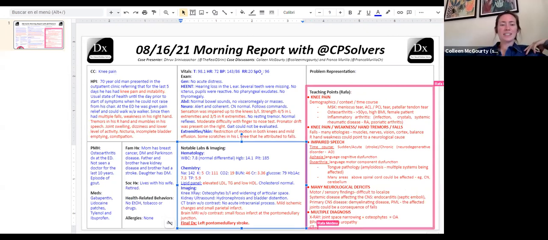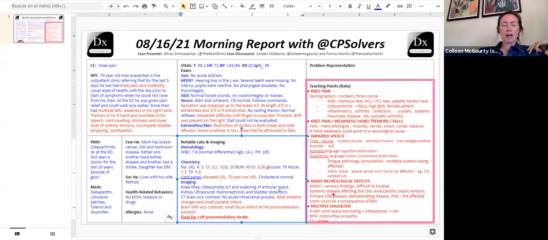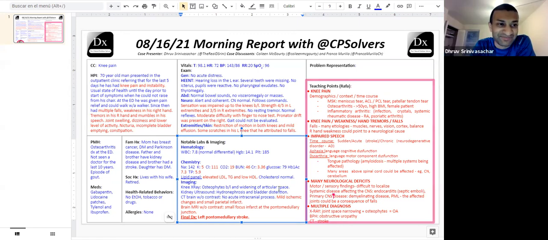Drew, what do you guys think about his peripheral neuropathy? I mean, that still is not kind of fitting with this. A1C of 7.3. It's likely due to diabetes, and he's on metformin right now.